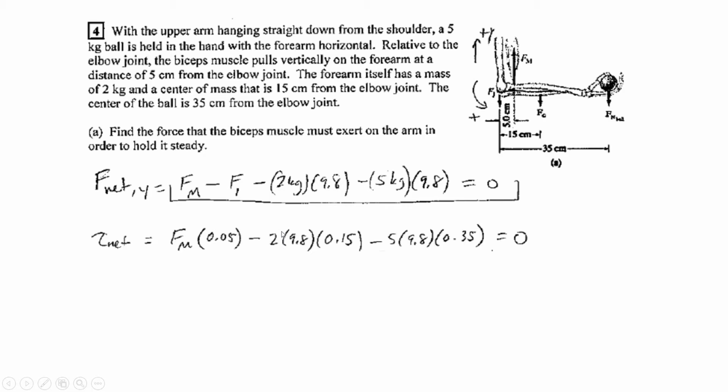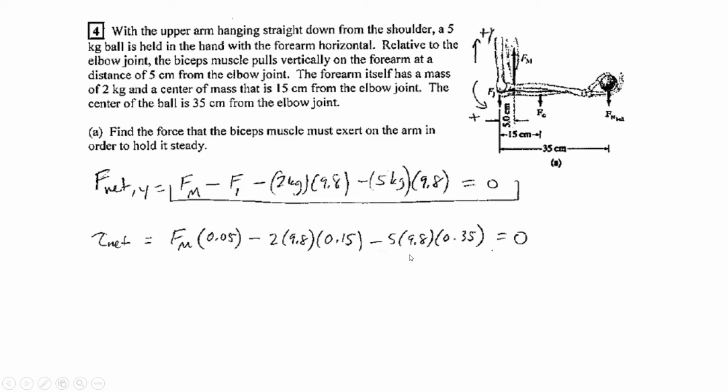But undaunted, let's set the sum of the torques equal to 0 about the elbow joint. The biceps muscle is pulling upward. That's trying to rotate it in the positive direction, and it has a moment arm of 5 centimeters, or 0.05 meters. So that one comes in with a plus sign, force times moment arm, and the other two come with minus signs because both these weights are trying to rotate it in the negative direction. So they have minus signs, and the moment arms are 15 centimeters and 35 centimeters. That's why I get a 0.15 and a 0.35 there.